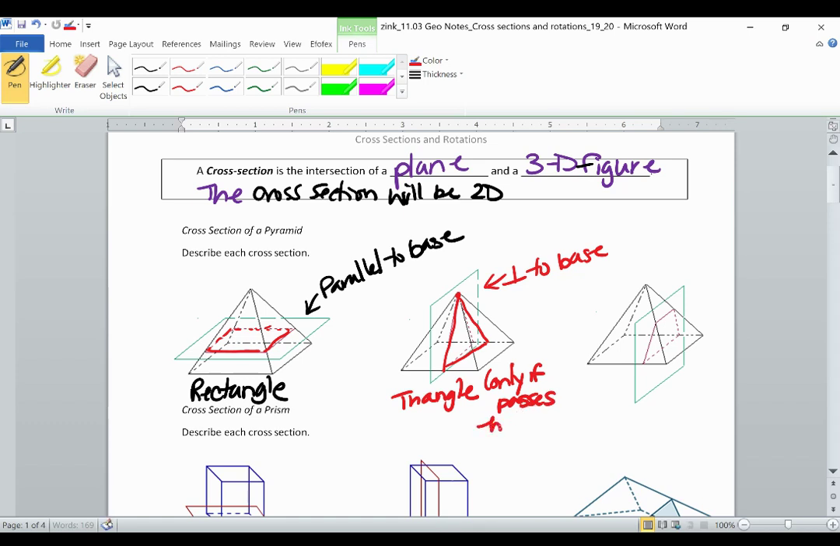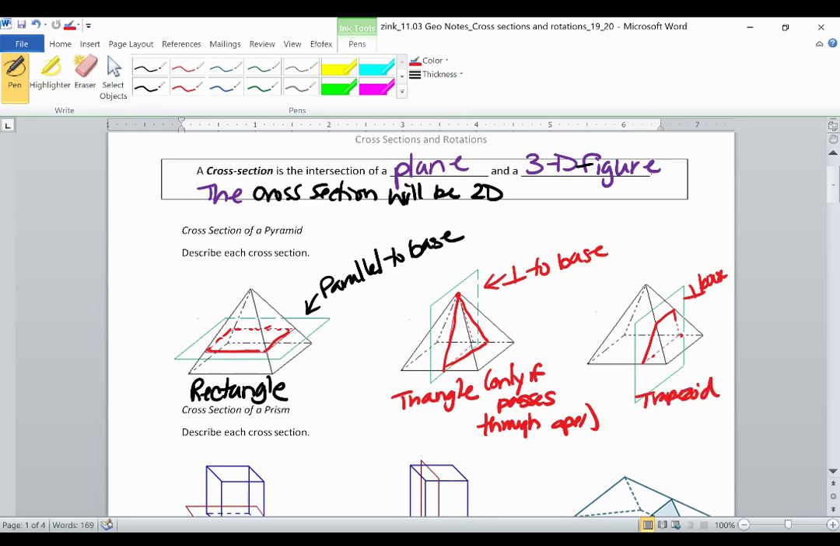Only if it passes through the apex. All right, so this one does not pass through the apex. It's slicing it perpendicular to the base, so we're not always going to get that same shape as the base. It's going to cut through right here, which is interesting because this one is actually going to make a trapezoid.